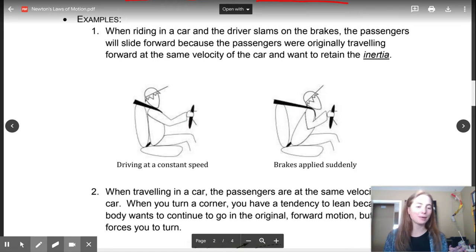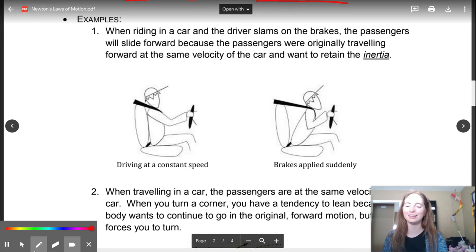So that seatbelt is going to hold you back. The vehicle's stopping, but you're moving forward. So you need to make sure to wear your seatbelt, because your body's going to want to keep moving. So that is a very classic example. When you suddenly apply the brakes, your passenger's going to scoot forward a bit because of the inertia that you have.